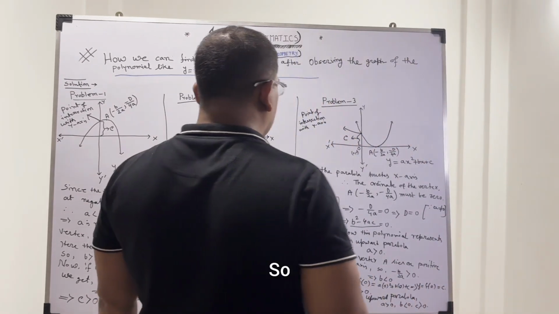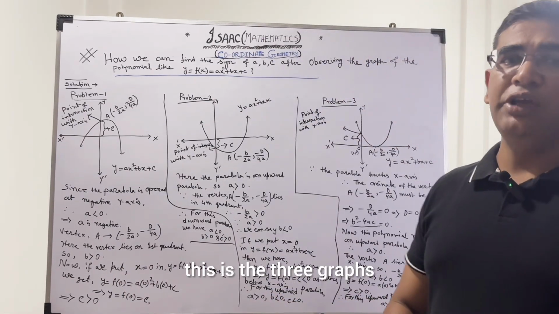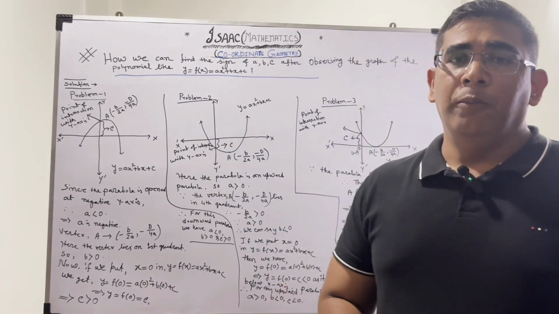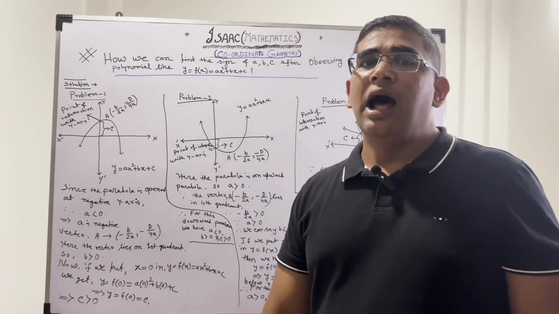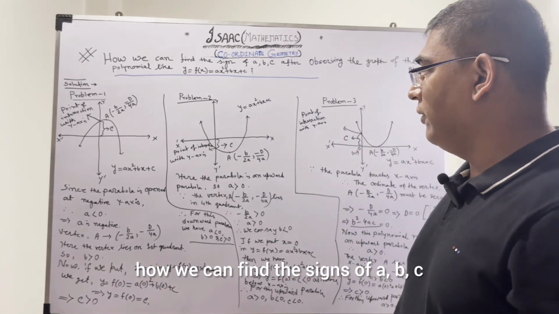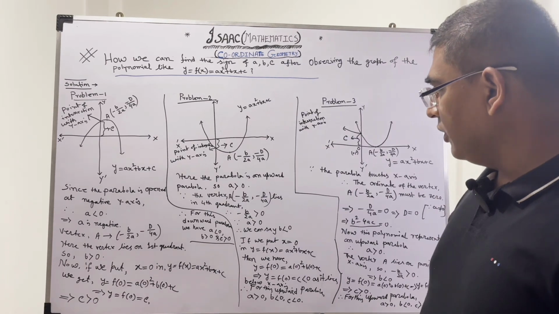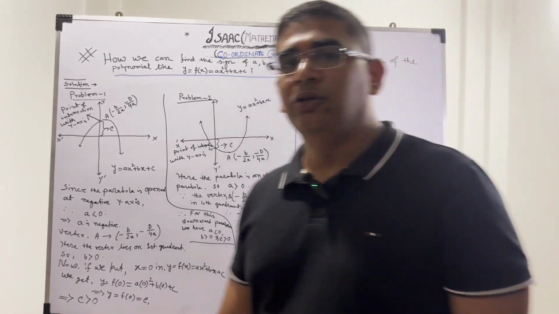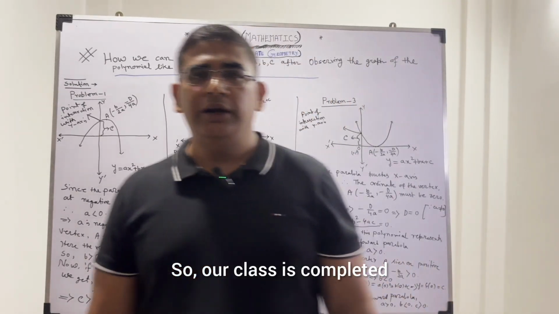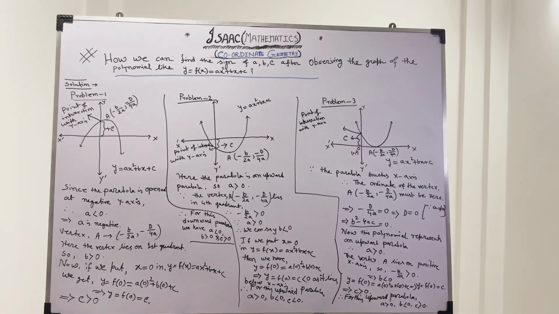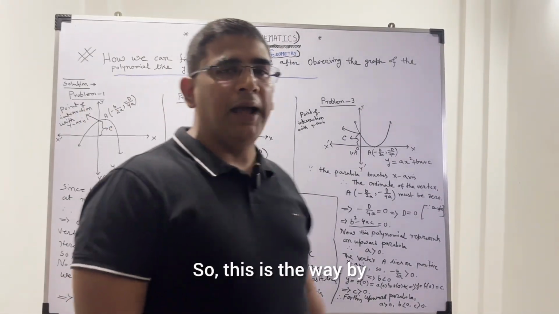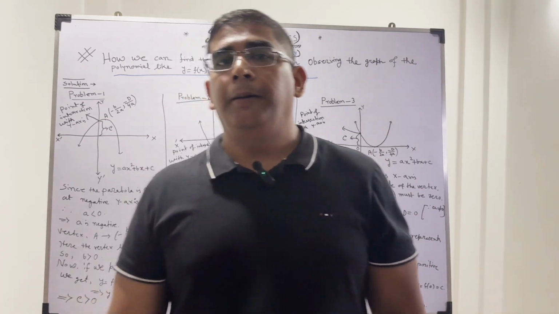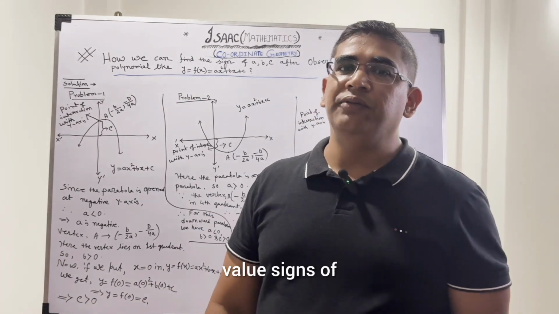Okay. So these are the three graphs. With the help of these graphs, we already learned how we can find the signs of a, b, c. So our class is completed. This is the way by which we can find the signs of a, b, c.